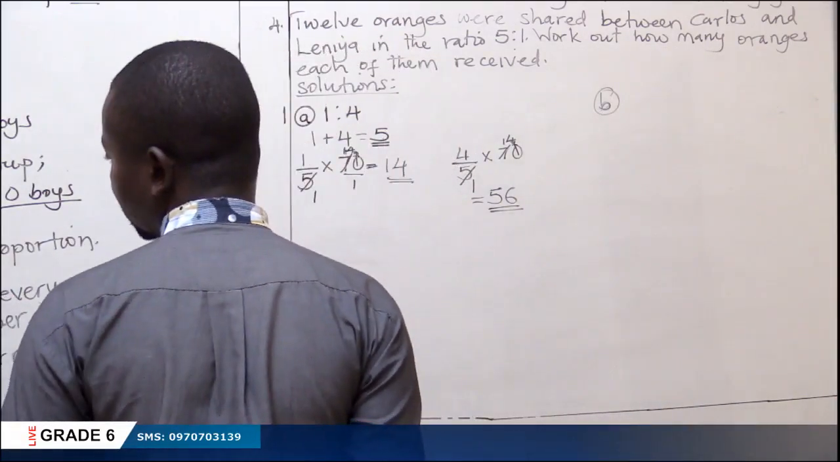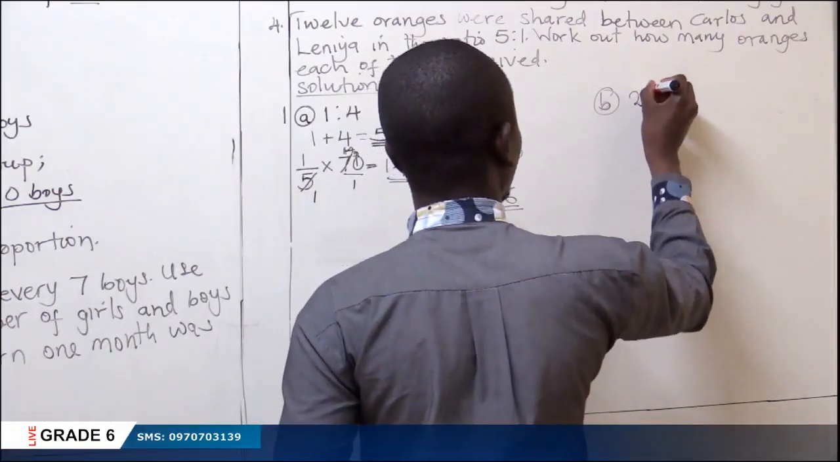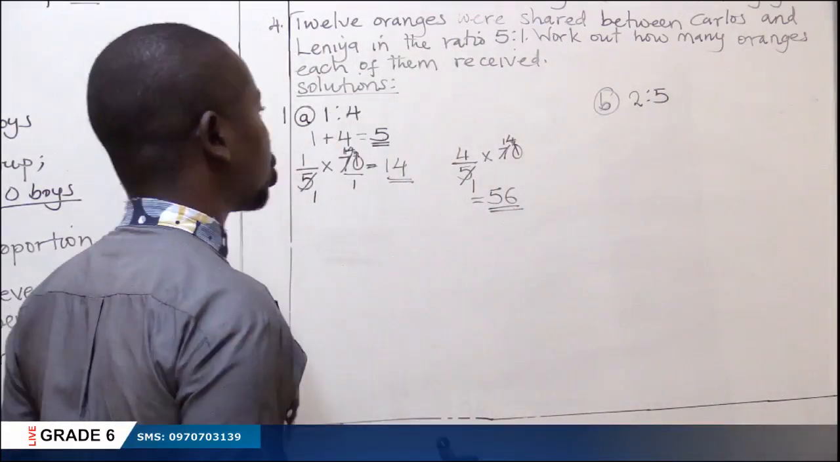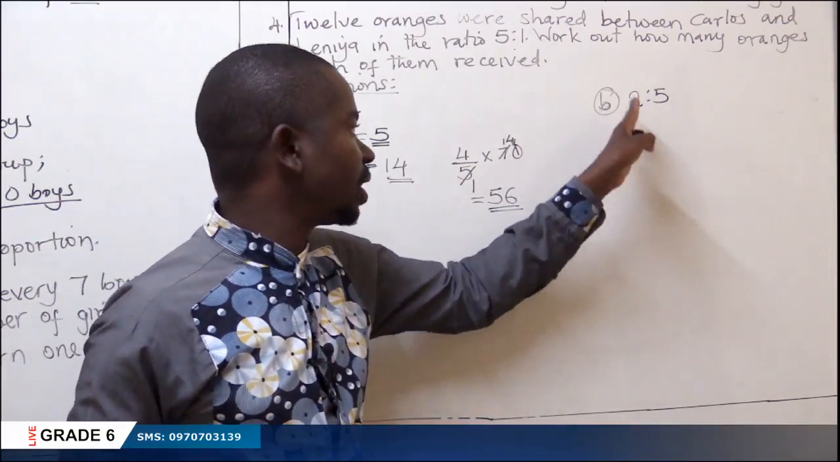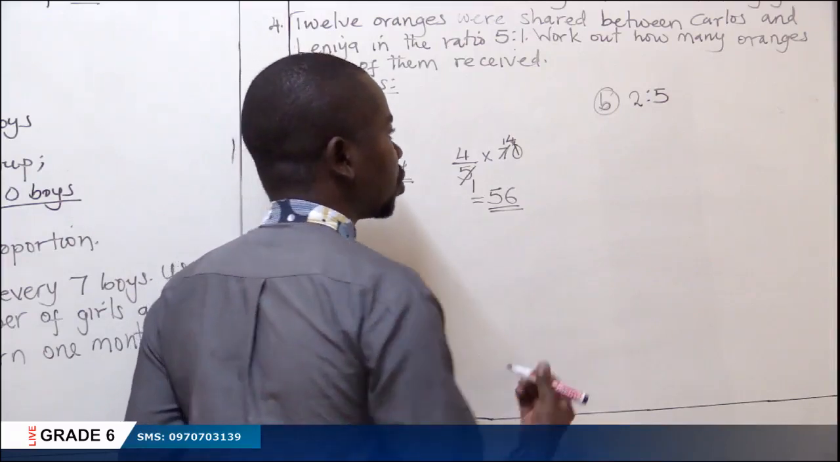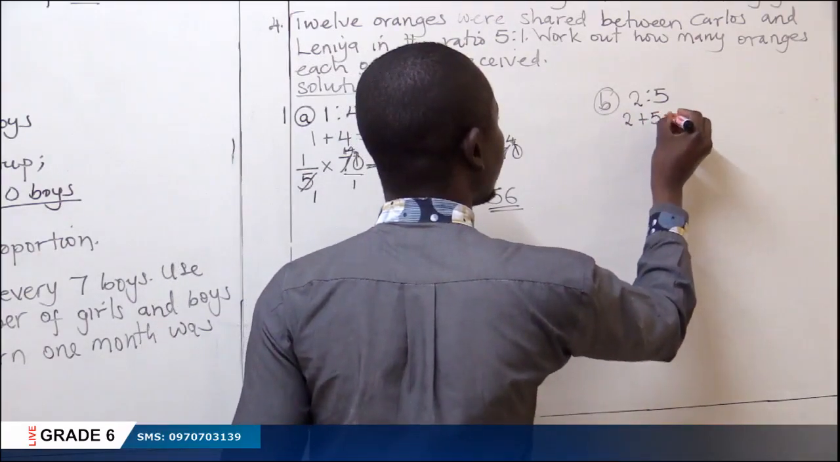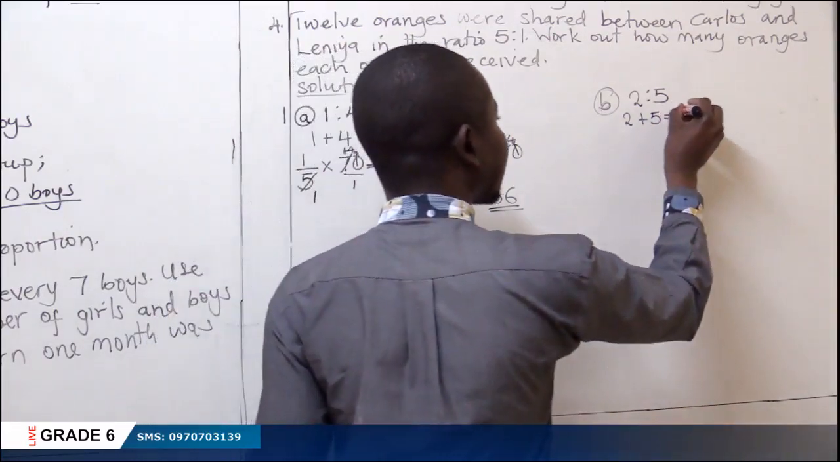Number 1B says we must solve 2 to 5. So we must divide 70 in the ratio of 2 to 5. So what are we going to do, boys and girls? We are going to add 2 plus 5. Okay? 2 plus 5, boys and girls, is what? Is 7.